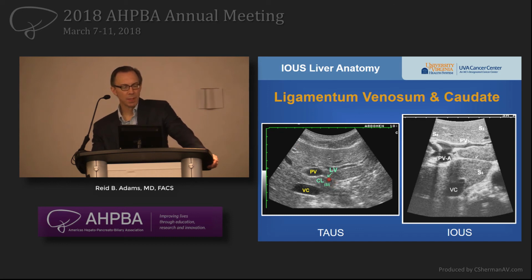Ligamentum venosum is right in this area here at the base of the portal vein. It's this fibrous band when you go to separate out segment 1 along the gastrohepatic ligament. It's that fibrous ligament that runs along segment 1, so it runs right in this area right here, and that's how it's defined on ultrasound.